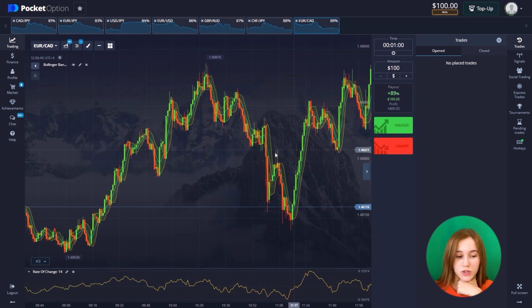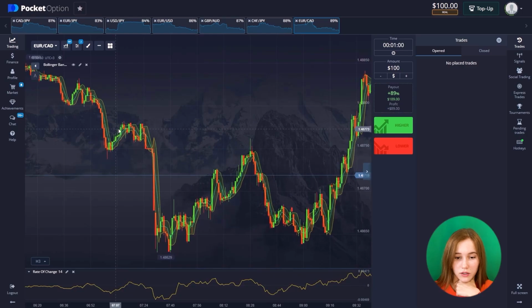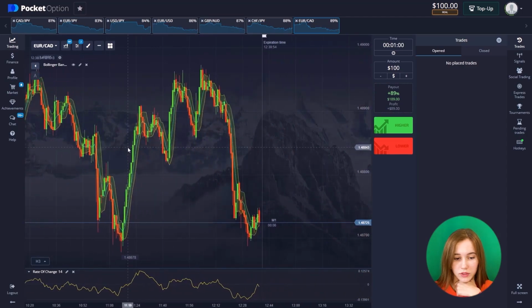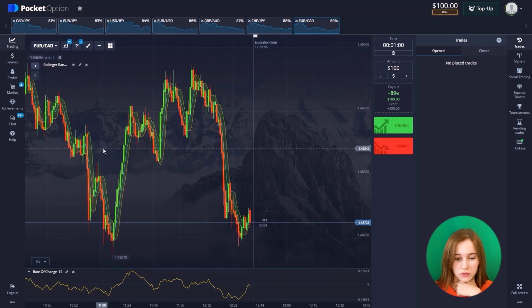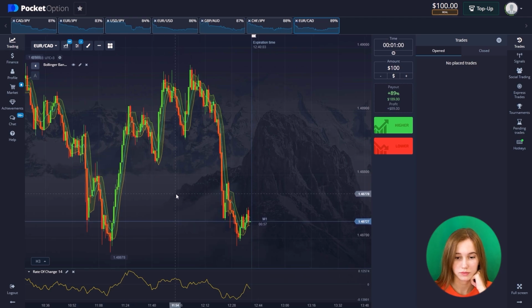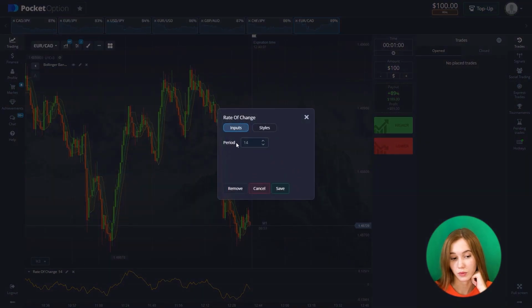Secondly, it can also show some kind of consolidation, like here. So, when the price is beyond the upper limit, there is an uptrend. When beyond the lower limit, there is a downward trend.